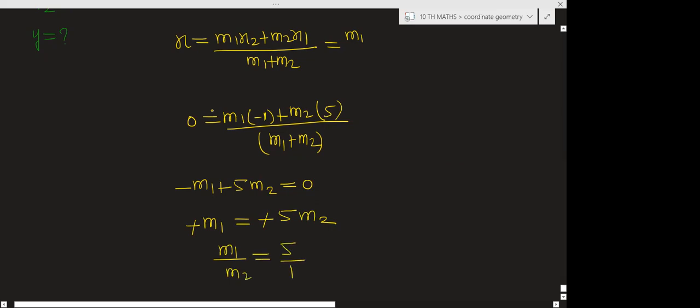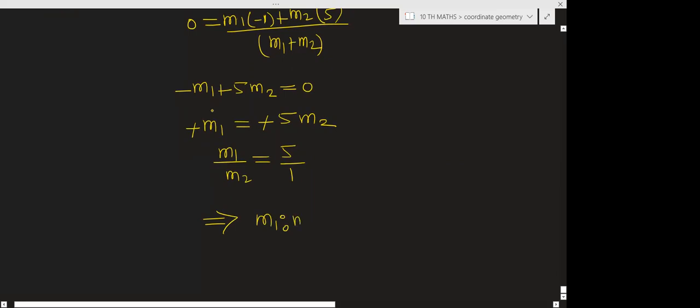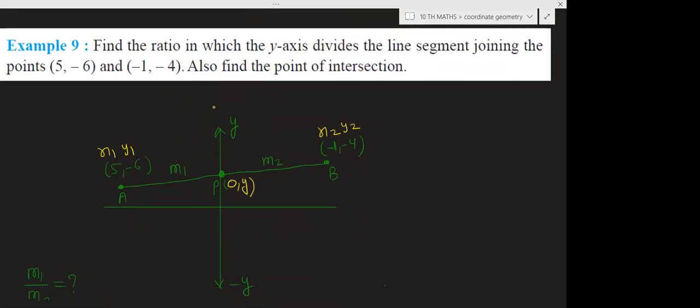So m1 ratio m2 can be written in the form of ratio as m1 : m2 is equal to 5:1. So the value of m1 is 5 and this is 1. So we have found the ratio. Now we have to find the point of intersection, this y coordinate.